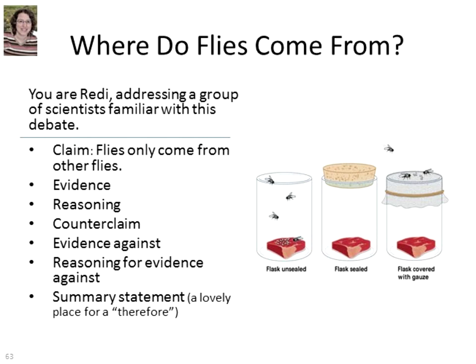All right. So this is an example of where you don't actually have to have students do an experiment. You can give them a task based off some diagrams they've looked at, some reading they've done, some class discussion that has happened. In this case, you could give the assignment, you're Francisco Redi. You're addressing a group of scientists familiar with this debate, and you need to make a claim, evidence, and reasoning, and then you need to talk about the counterclaims, the evidence against, and the reasoning for the evidence against.